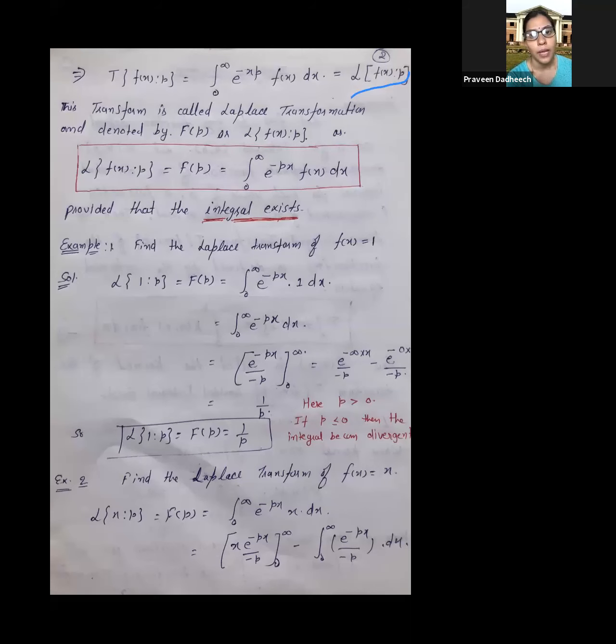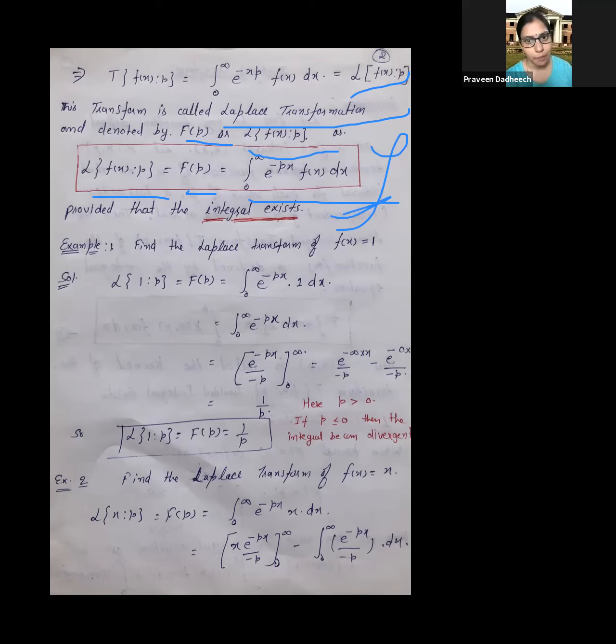This is called the Laplace transformation. It is denoted by capital F of p, or L of f(x). We can say the Laplace transformation of a function f(x), F of p, is defined as the integral from 0 to infinity of e to the power minus px f(x) dx, provided that the integral exists. If our integral does not exist, then we cannot define the transformation. So the integral must exist. Then we say it is the Laplace transformation of function f(x).